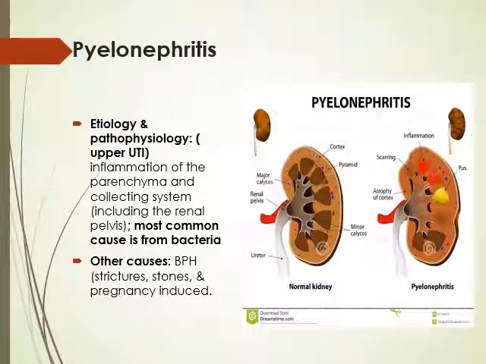Pyelonephritis, we know the etiology and pathophysiology. It is an upper UTI. It's an inflammation of the parenchyma and collecting system. Most includes the renal pelvis. Most common causes from bacteria, but it can also be from fungi, protozoa, or viruses. It can begin with colonization and infection that starts in the lower tract and goes up or ascends. Other causes could be BPH, benign prostatic hyperplasia, and it could also be from reflux or backward movement of the urine.